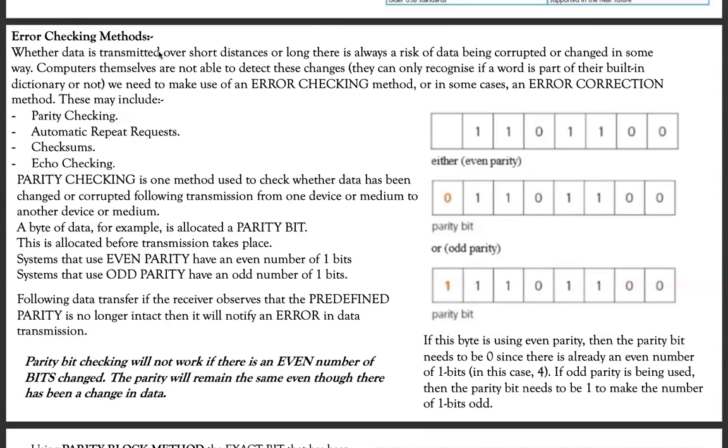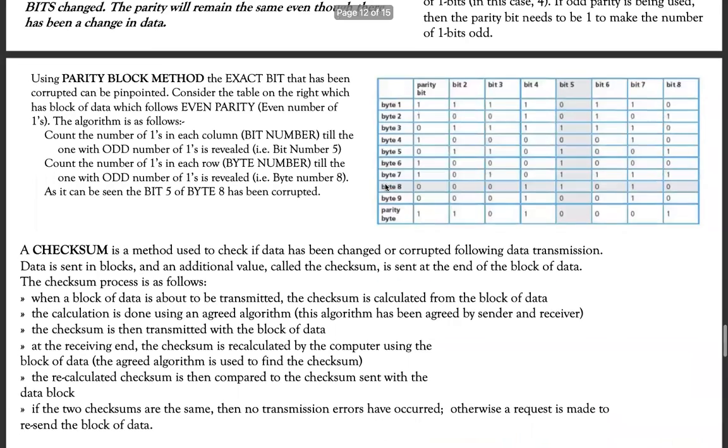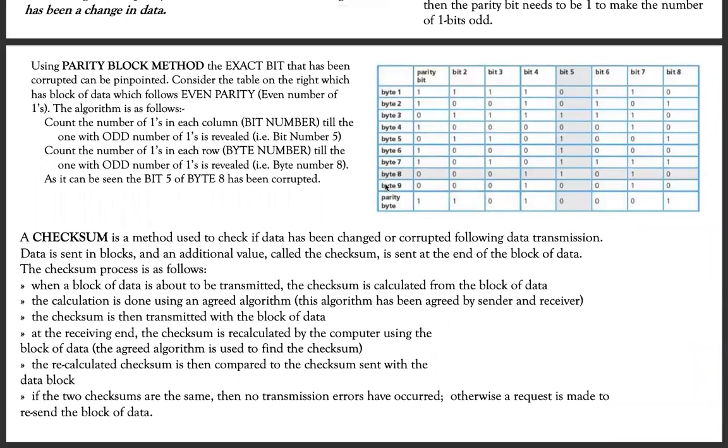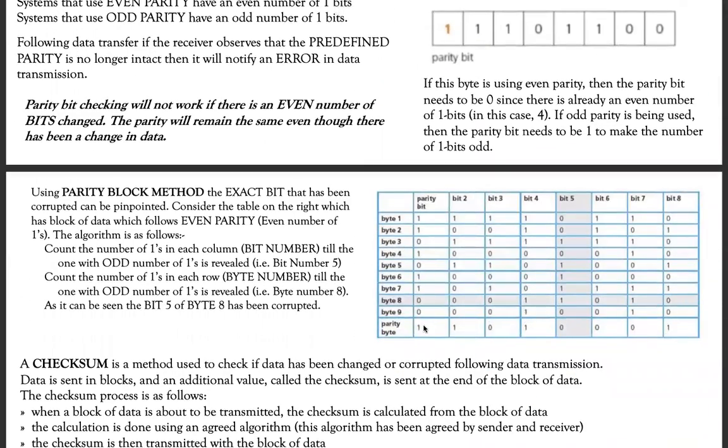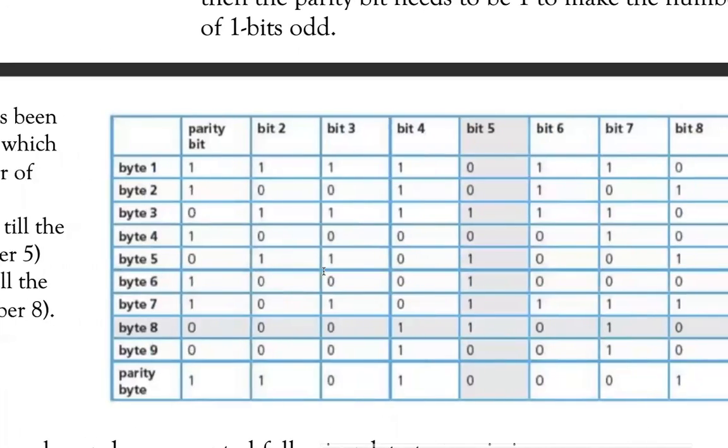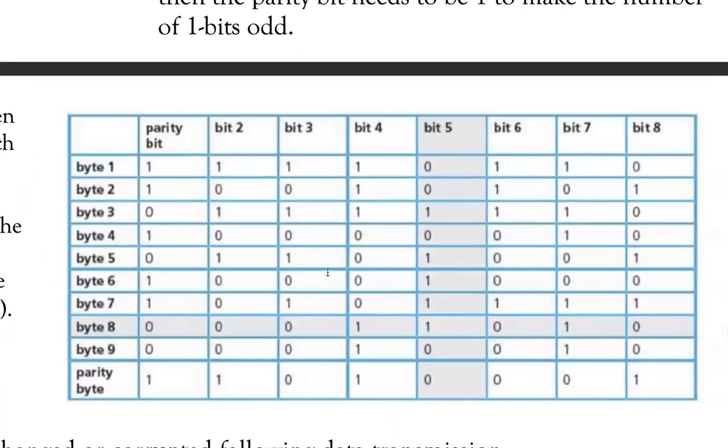But if an even number of bits don't change and an odd number of bits change, then the receiving computer will very easily identify whether or not something went wrong. Now, another method is known as parity block. Instead of sending one byte, you send multiple bytes. If applied correctly, you should be able to identify what bit exactly went wrong.